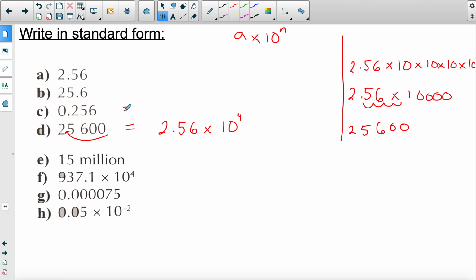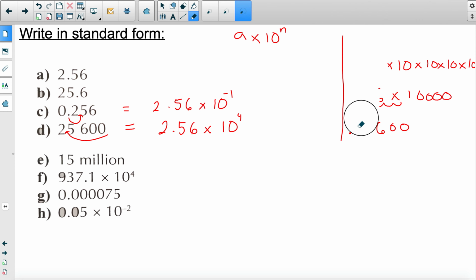Now, what if it's a number that's less than 1? This time we'll have to move the decimal to the right, and you end up with 2.56 times 10 to the power of... well, I moved it to the right, so it would be a negative power. And I only moved it 1 space, so it's negative 1. Again, you can check your answer.